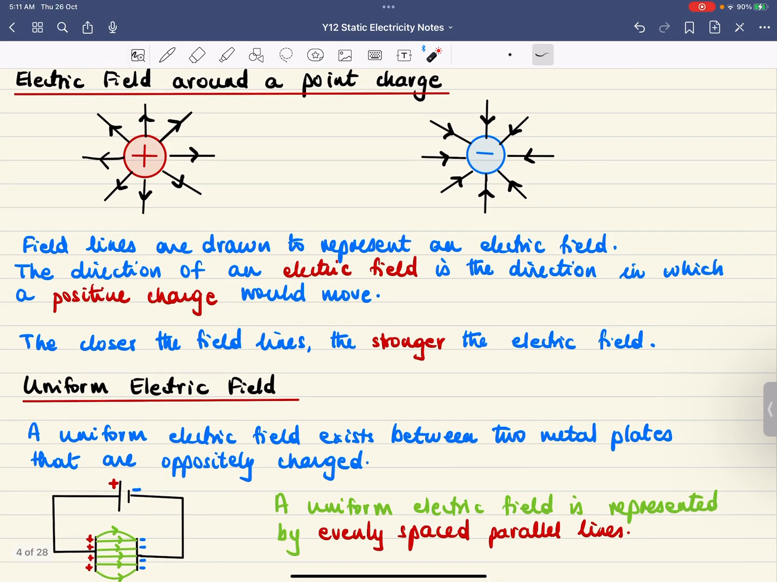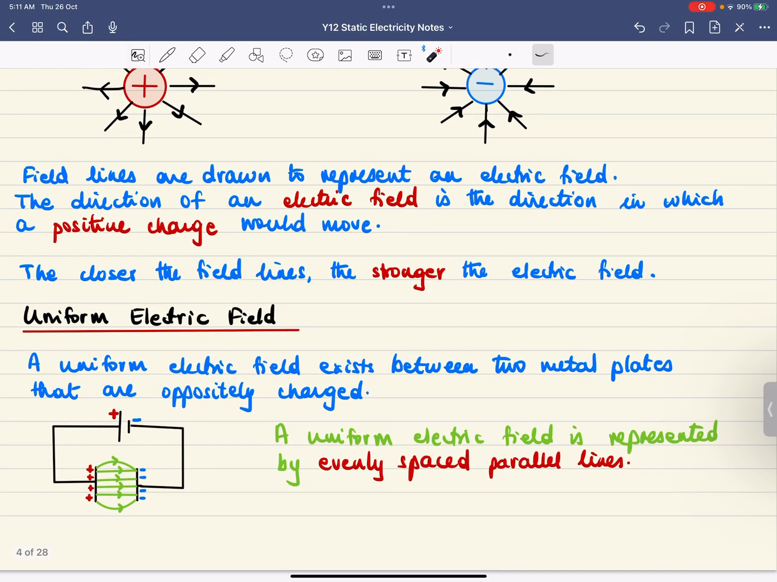Now, you need to know about a uniform electric field. So where do you have a uniform electric field? It exists between two metal plates that are oppositely charged. So if you have two plates, one has a positive charge and the other one has an equal and opposite negative charge, then between the two plates you have a uniform electric field.